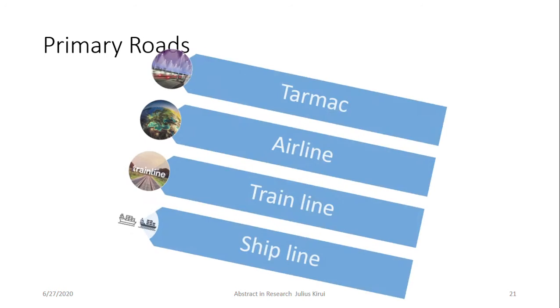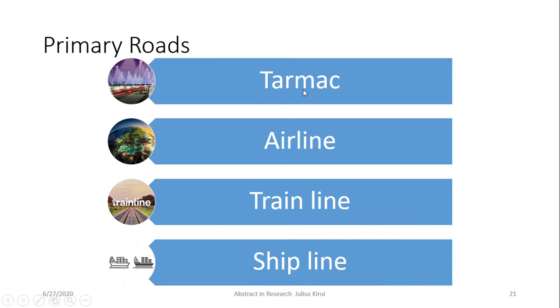Now let me give a summary of primary road. In primary road, tarmac roads. Which are these tarmac roads? The highways, the super highways. These are actually tarmac roads. Roads which join a city to a city, a country to other countries.